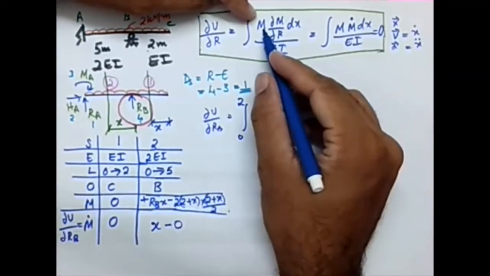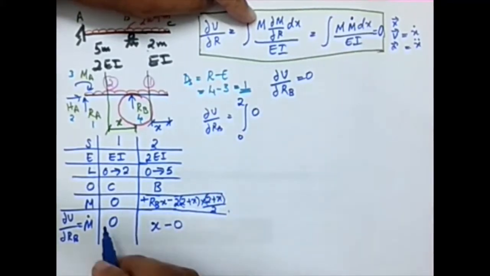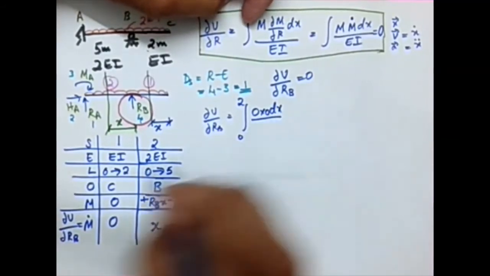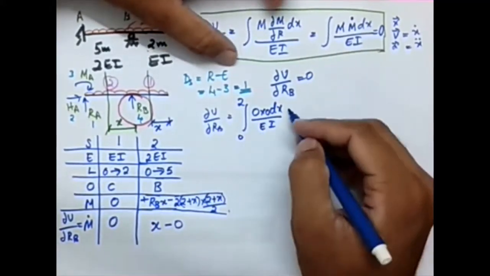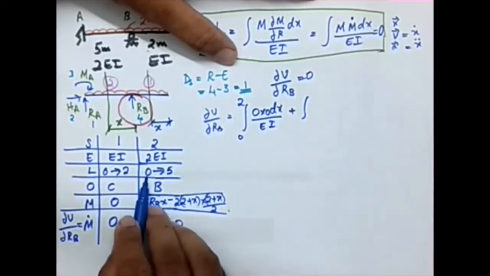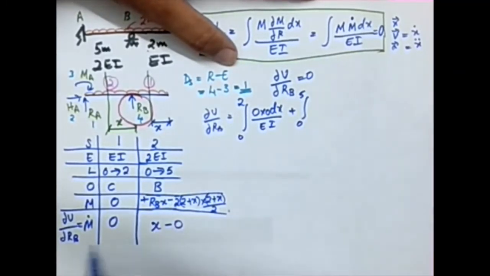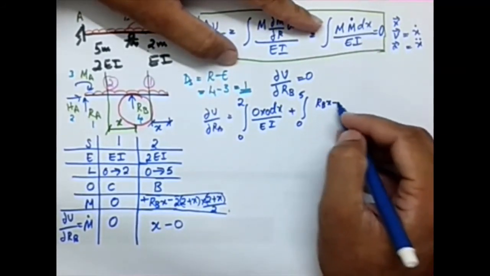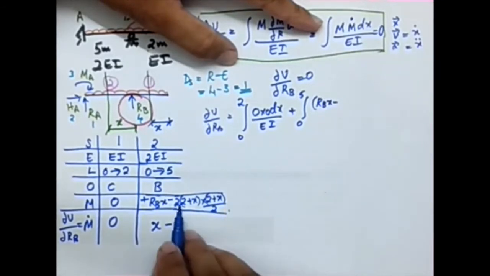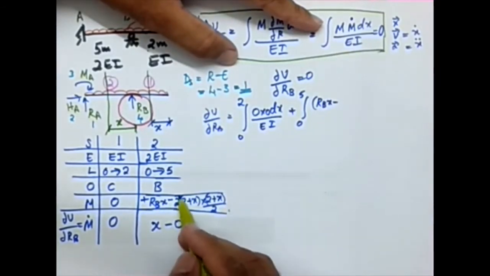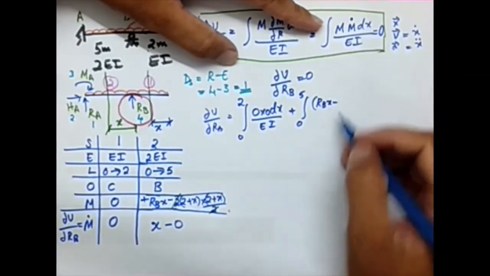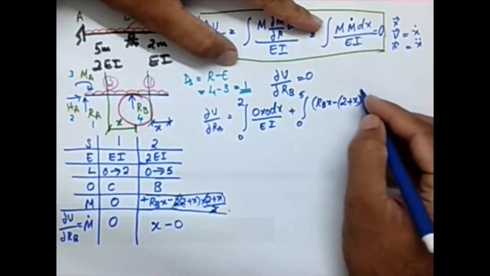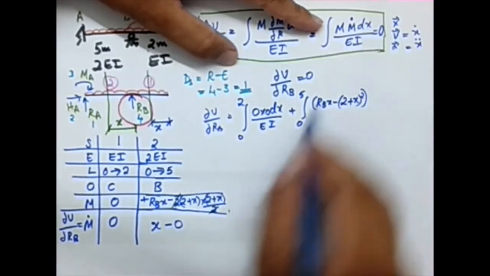Now what is the expression for capital M? 0. ∂M/∂RB, or M dot, that is also 0. dx by EI, the value is EI. So that's for segment 1. Now we consider segment 2. Limit is 0 to 5. Fine. M is this long expression. Let's consider that. RB x minus, this can be represented as, 2 will get cancelled, so it is RB x minus (2 plus x) whole square, into M dot.